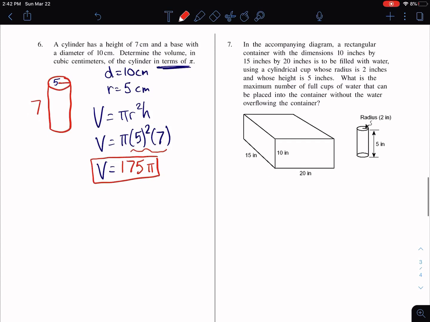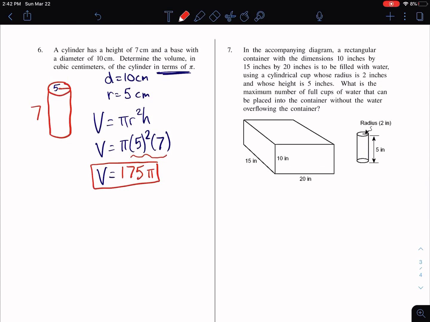Okay, 2 questions left. In the accompanying diagram, a rectangular container with the dimensions 10 by 15 by 20. Again, quick check, they're all inches. It sounds silly, but this will be the part that gets you. Is to be filled with water using a cylindrical cup whose radius is 2 inches and whose height is 5 inches. Okay, again, keeping sure that our units are the same. What is the maximum number of full cups of water that can be placed into the container without the water overflowing the container? Okay, so what we're going to do here is find the volume of each, and then see how many times this smaller volume divides into the larger volume.